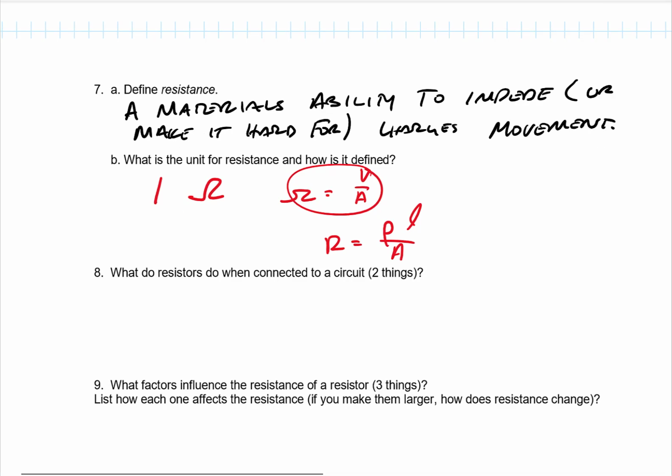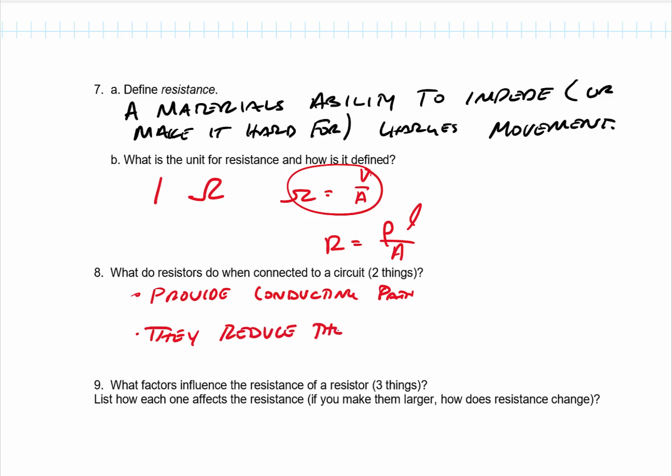What do resistors do when connected to a circuit? They still provide a conducting path, but they reduce the current and dissipate energy. Those are the two things they do. They reduce the current and they dissipate energy.